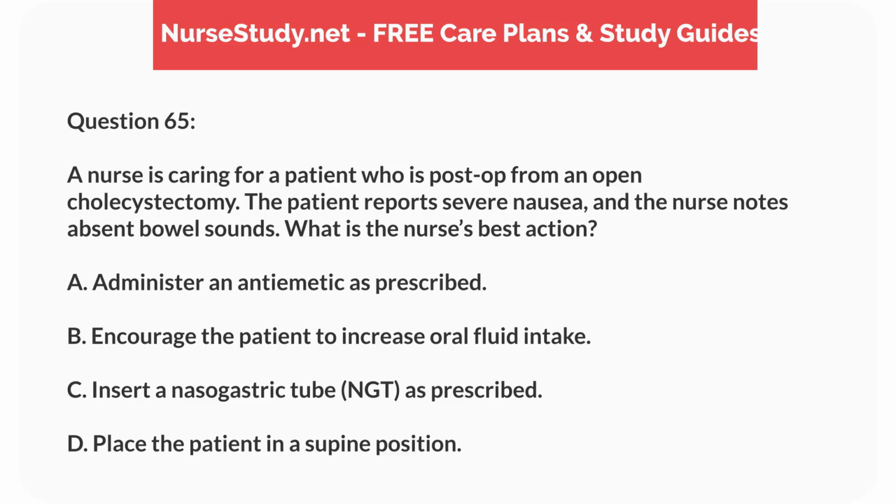Question 65. A nurse is caring for a patient who is post-op from an open cholecystectomy. The patient reports severe nausea, and the nurse notes absent bowel sounds. What is the nurse's best action? A. Administer an antiemetic as prescribed. B. Encourage the patient to increase oral fluid intake. C. Insert a nasogastric tube, NGT, as prescribed. D. Place the patient in a supine position.